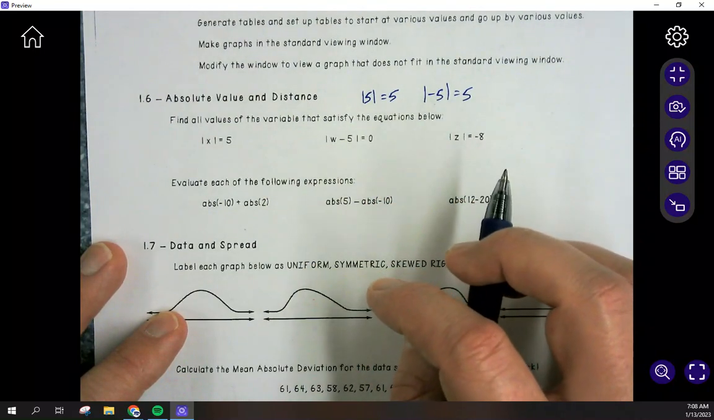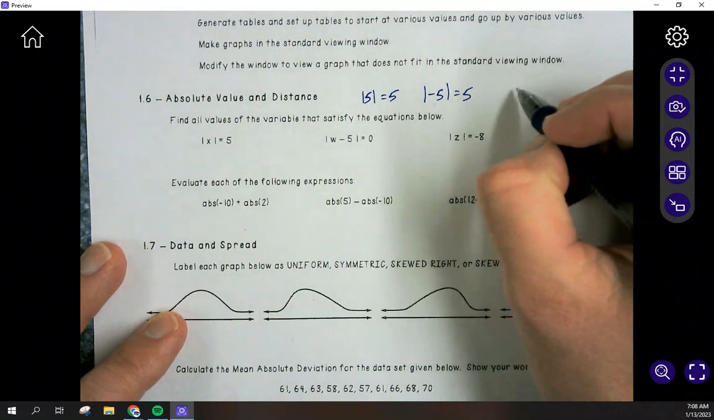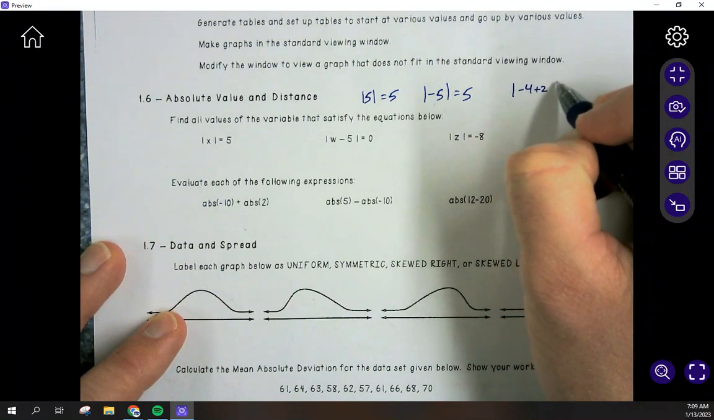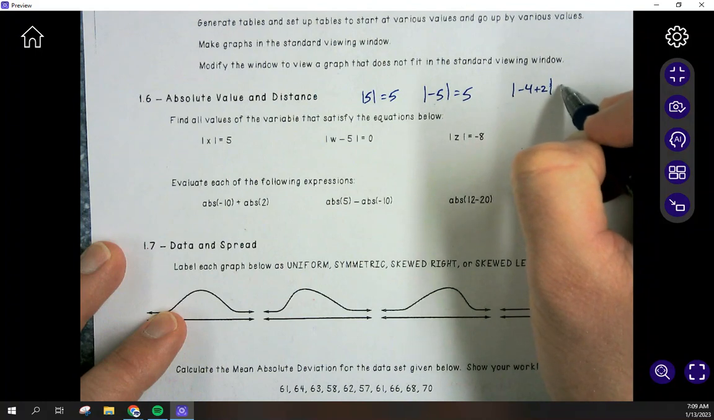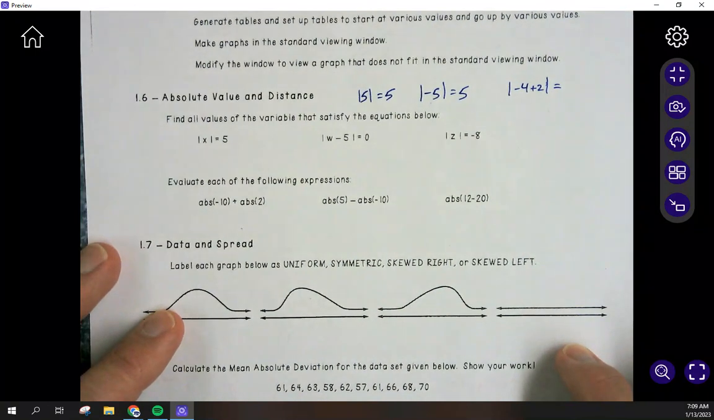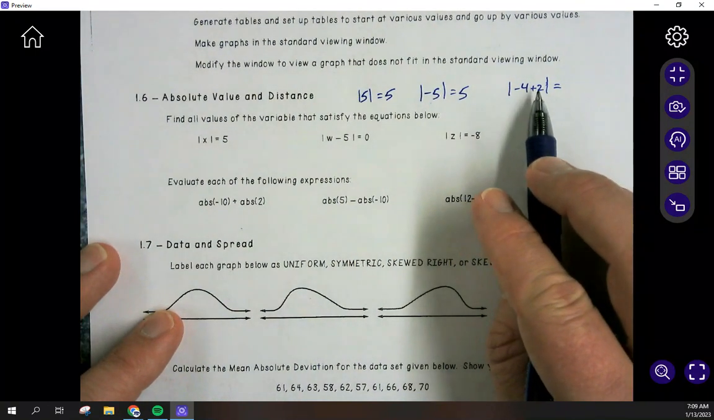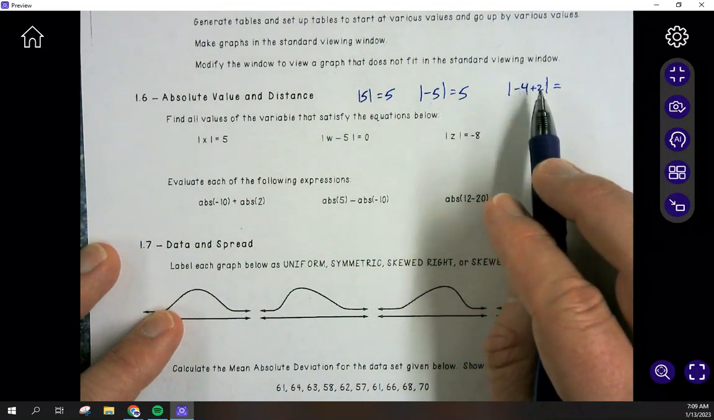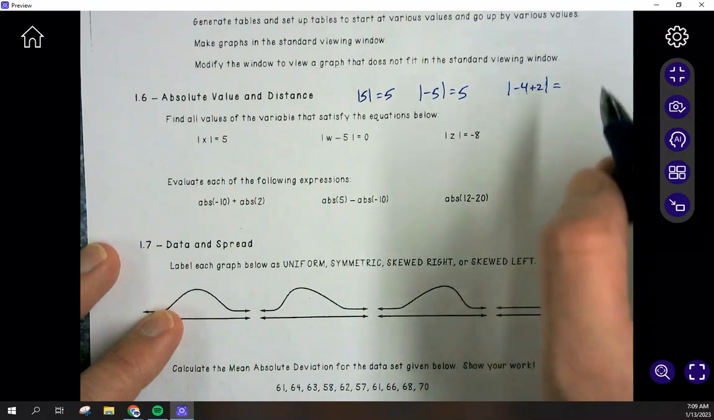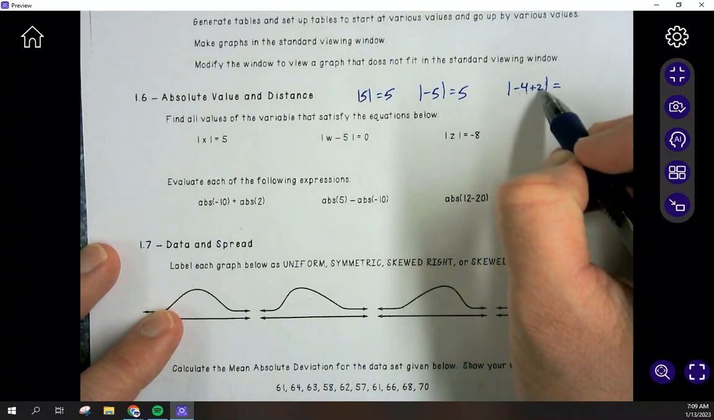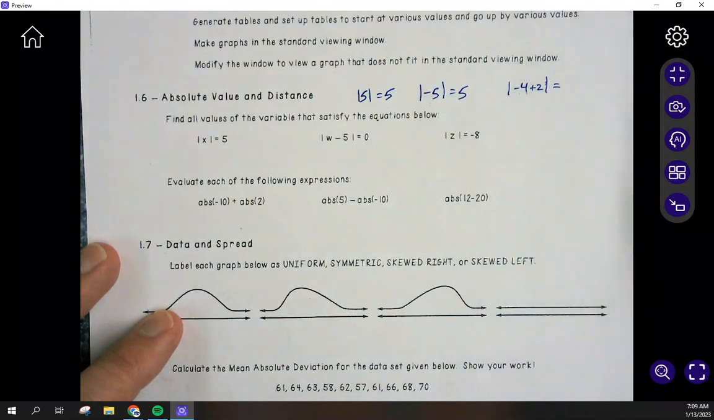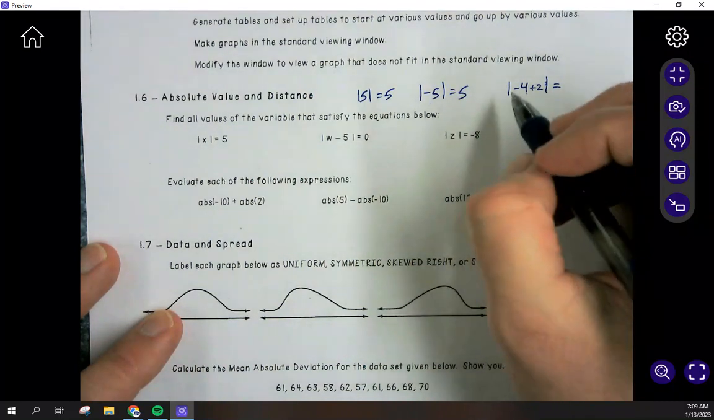Now, if there's an operation on the inside, for instance, -4 plus 2, and you're looking for that answer, you have to do what's inside there first. Some people would want to just say, oh, that just becomes a +4 and 4 plus 2 is 6. That would be incorrect. You have to actually do the math in here first, and then when you're down and simplified to one single number, then you apply absolute value at that point.